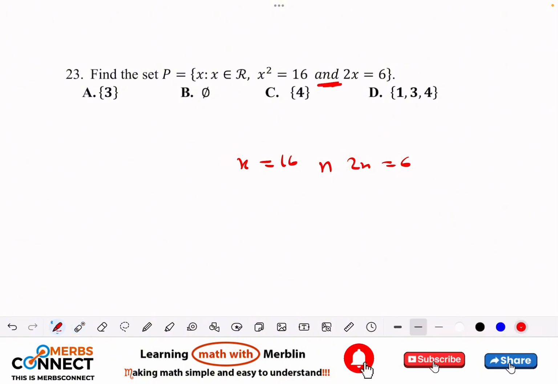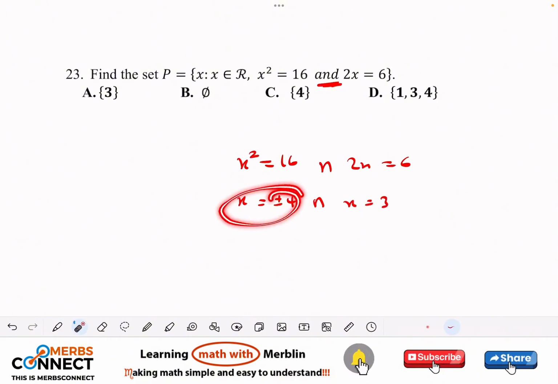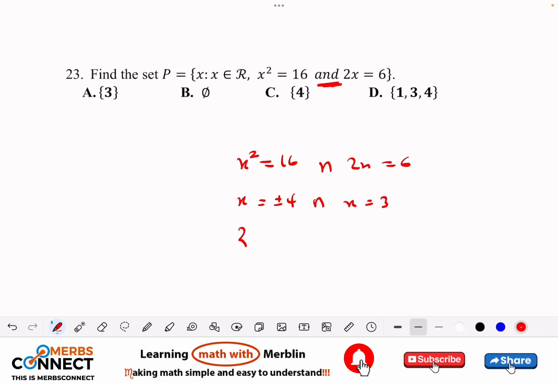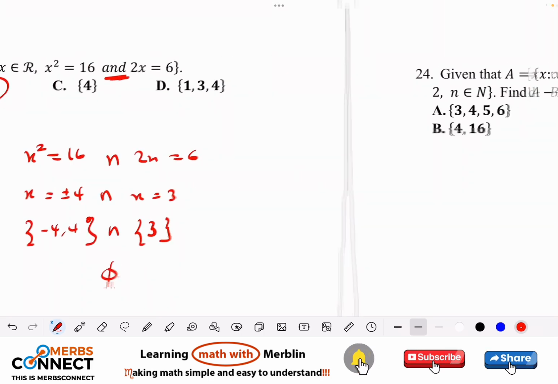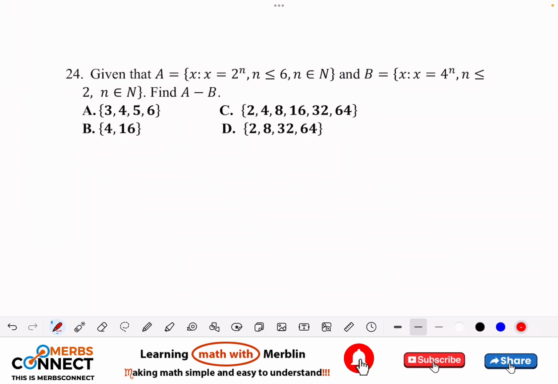So let's find x here. Oh, this is squared. So x squared, when I want to find x will be equal to plus or minus 4. Intersect. When I find x here, I'm going to have x is equal to 3. Do you have any element which is the same as this? So let me write, this is going to be minus 4 and 4. Intersect 3. So this should be empty. So the best option for us is B. Is that right? Good. So now let's look at 24.